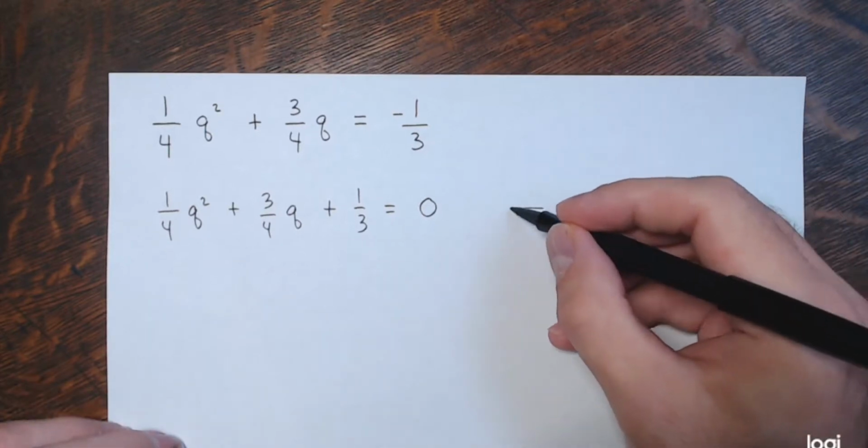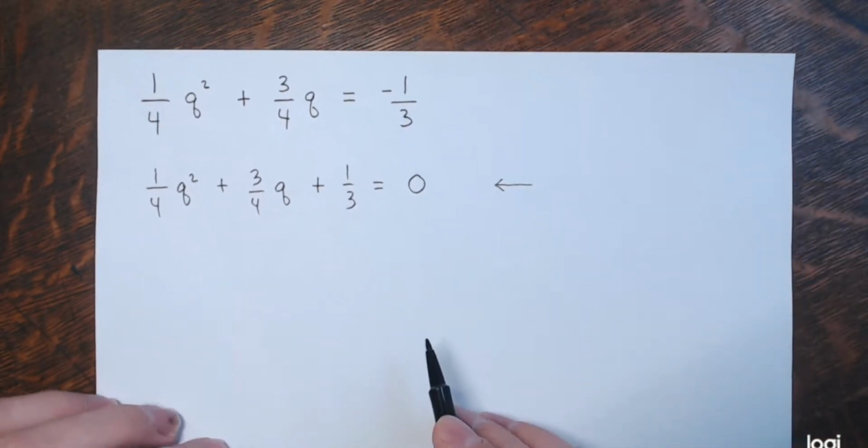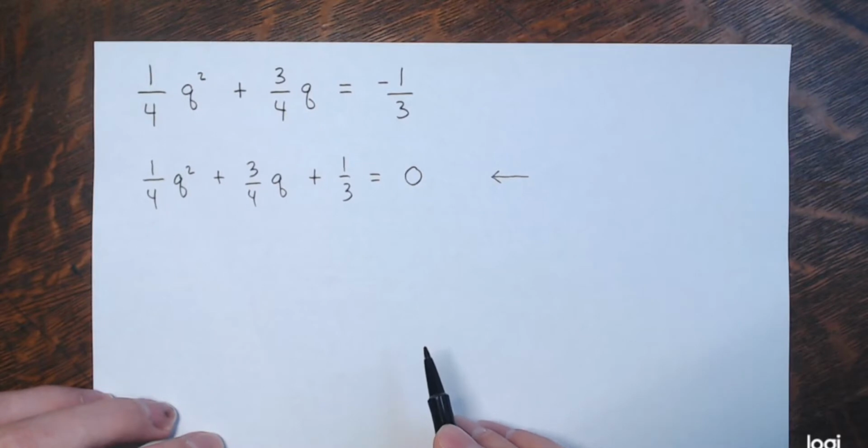So if we want, we can create an equivalent equation where the coefficients are integers instead by multiplying through by the LCD, which would be 12 here.